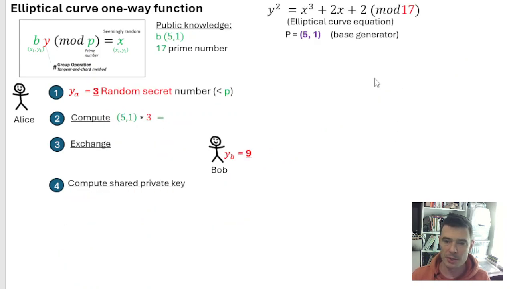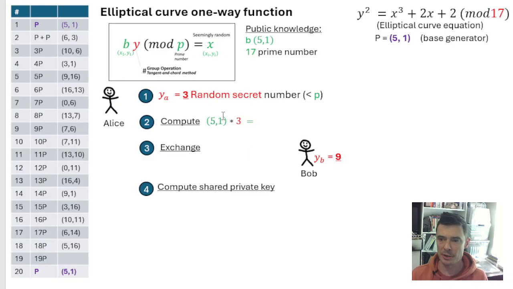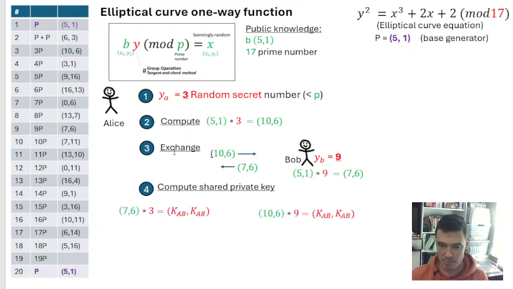And a good way to view this is with our earlier example, and we'll walk through this. This is the elliptical curve equation and the base point. Alice picks 3, Bob picks 9. So they each pick a secret number, and now we're going to reference our table. Alice starts with 5, 1. Now she goes to 3P, which is 10, 6. Bob starts with 5, 1, and he goes to 9P, which is 7, 6. Alice and Bob exchange these publicly and widely known points.